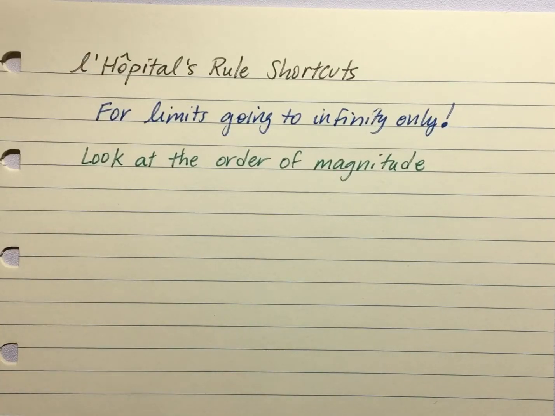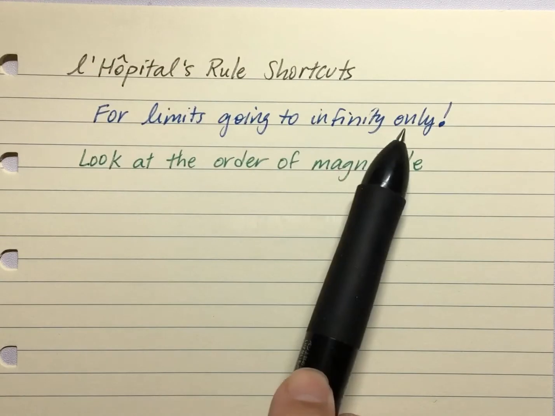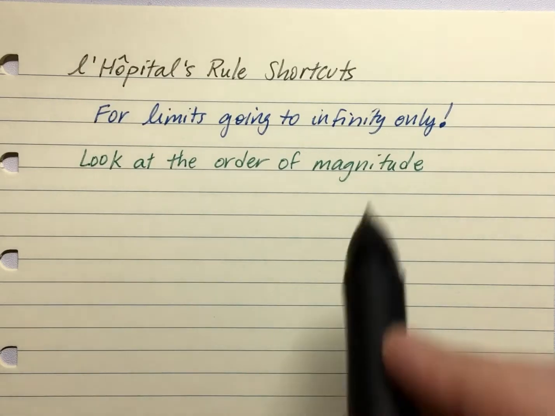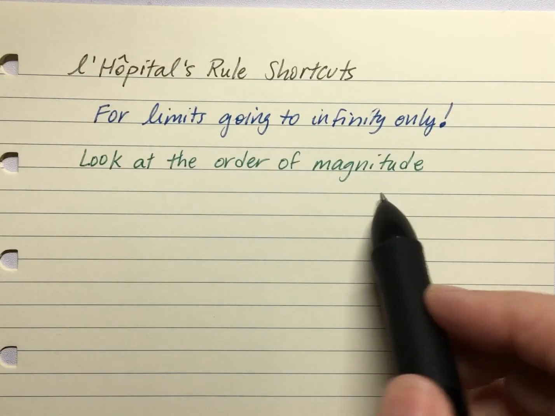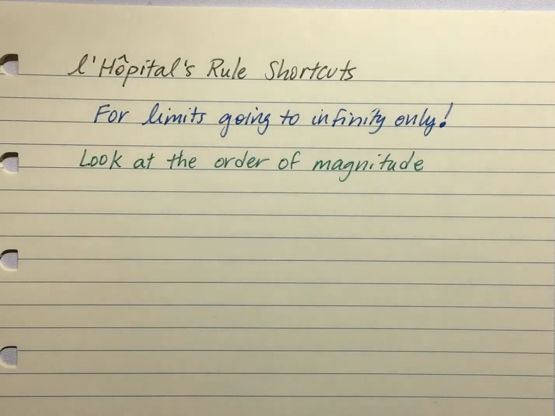Hi everyone, it's time for our continued adventures with L'Hopital's rule, and we're looking at a specific shortcut that you can use when you're looking at limits involving infinity, like the limit as x goes to infinity. The thing you want to do is to look at the order of magnitude, which is what's growing the fastest.